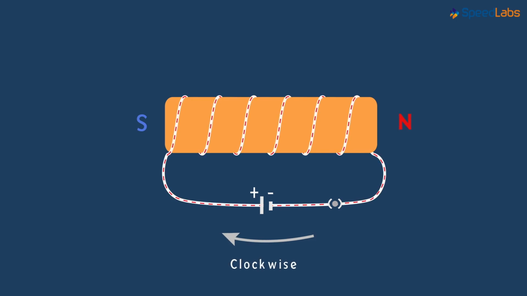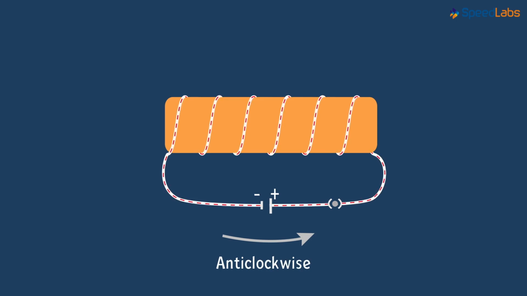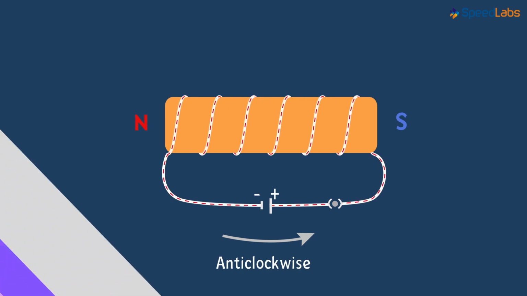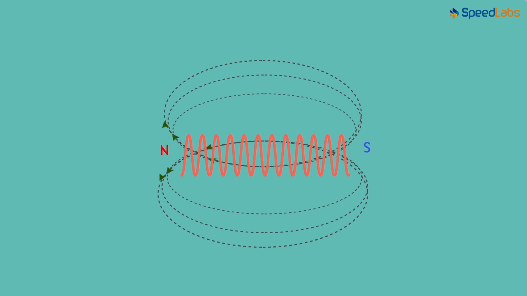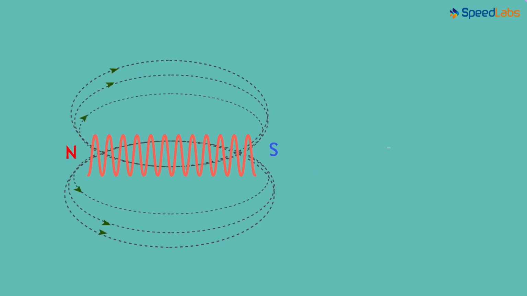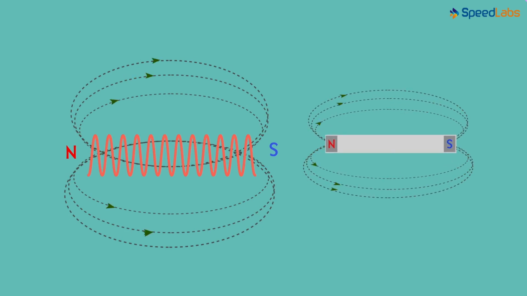Now what if I allow the current to flow in an anti-clockwise direction? Exactly. The left-hand side of the solenoid will act as a north pole and the right-hand side as the south pole. If we look at the magnetic field pattern of a solenoid, this is how it would look. Does it look familiar? Yes, it's similar to that of a bar magnet we'd seen earlier. Within the loop, the field lines go from the south to the north and then go about outside and come back to the south pole.